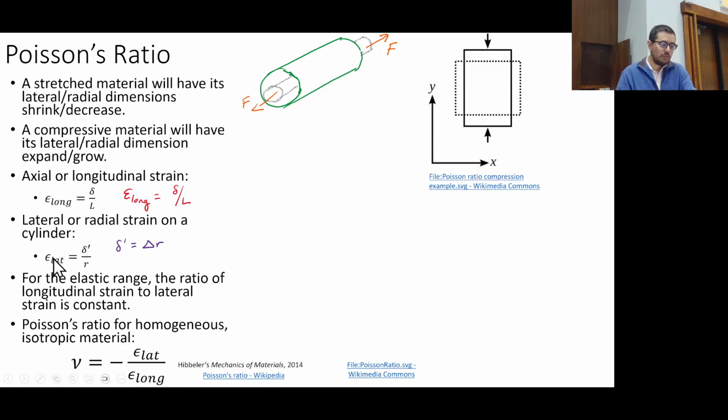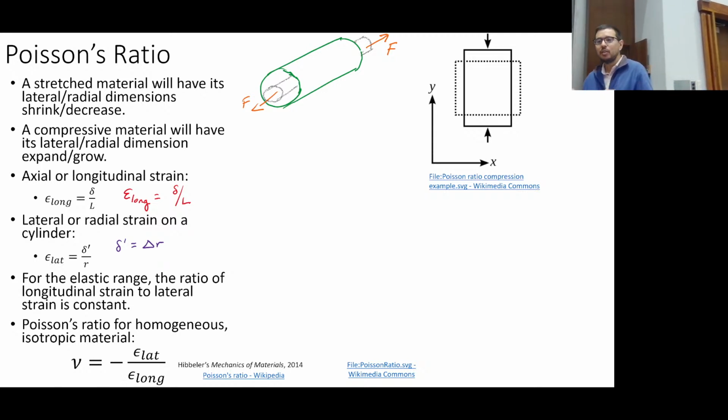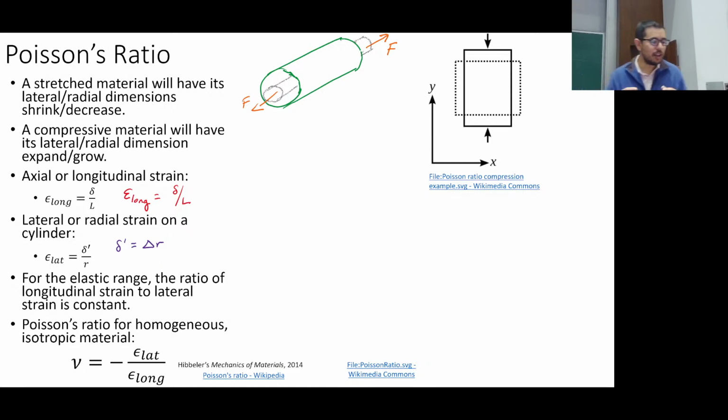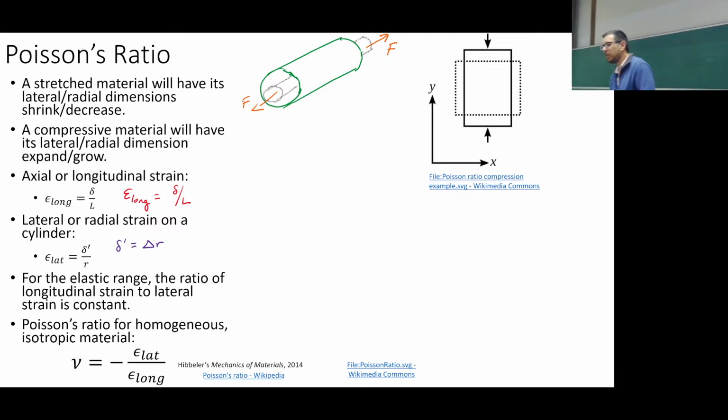The negative ratio of the lateral strain over the longitudinal strain is called nu, or the Poisson's ratio. Okay, so let's break that down.